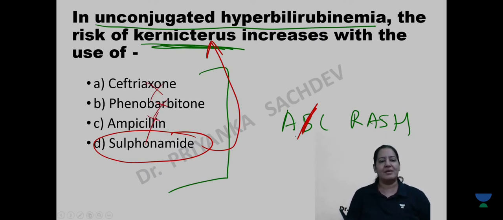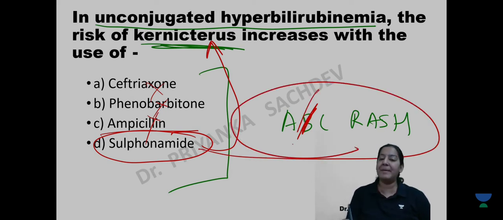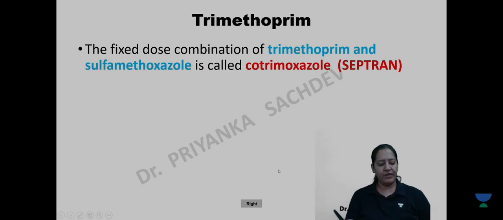Not C. C is ampicillin. It is not a side effect of penicillin. It is a side effect of sulfonamide. You know, in the mnemonic of the side effects of sulfonamide, B is bilirubin displacement. So the correct answer is D. You got my point? So we are done with the questions based on this chapter.